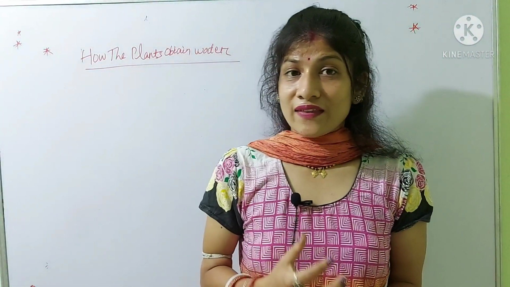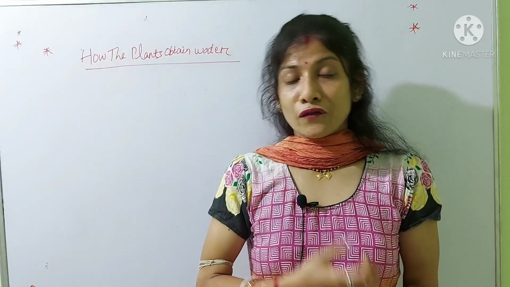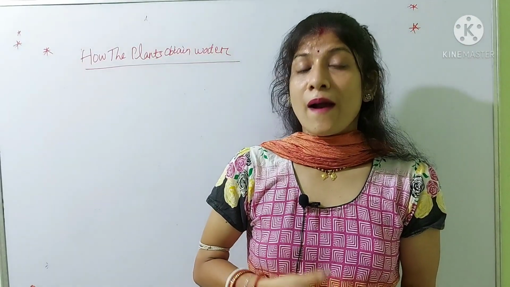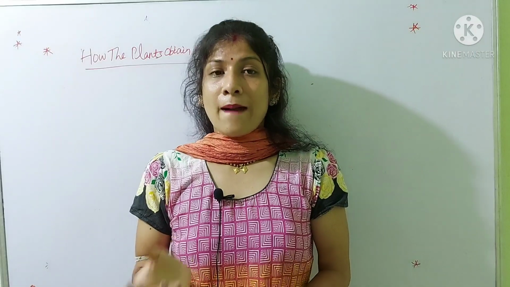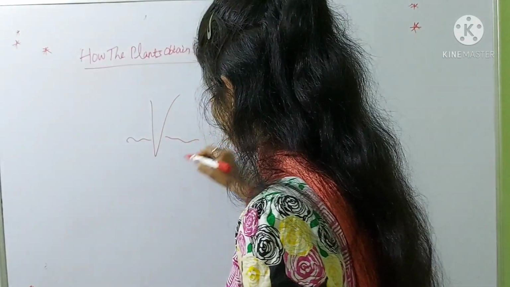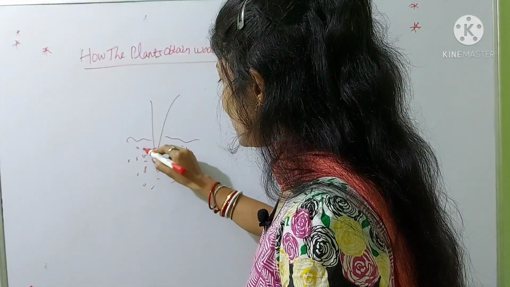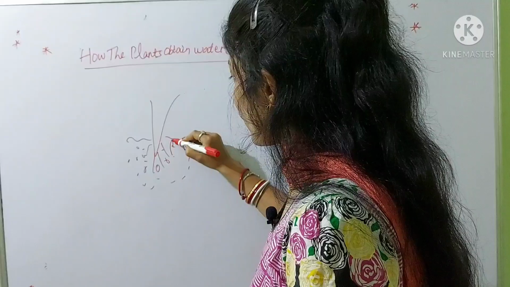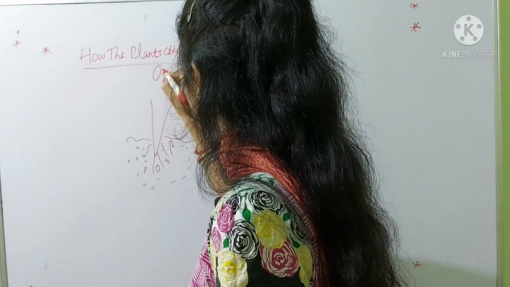Water is essential for the process of photosynthesis. It is absorbed by the roots of the plants from the soil through the process of osmosis. Again I am repeating, water is absorbed by the roots of the plants from the soil through osmosis. Where is water present? Under the soil. So water is absorbed by the root of the plant from the soil by the process of osmosis.